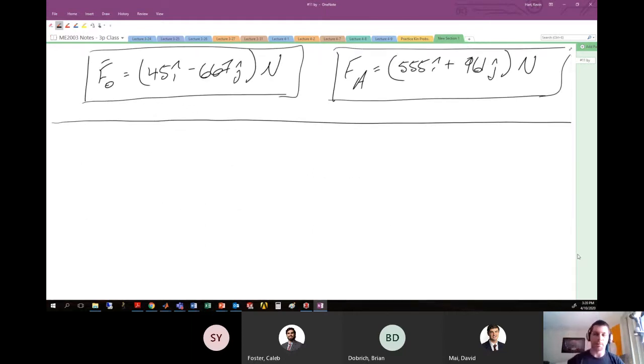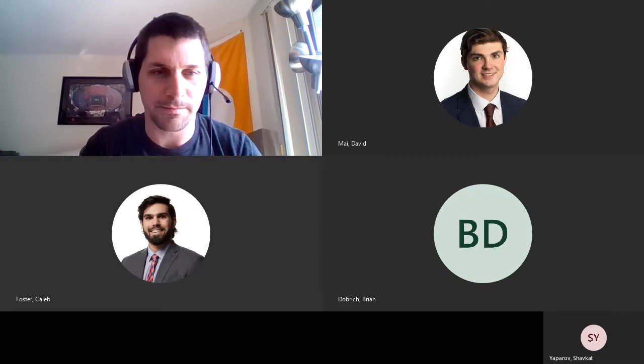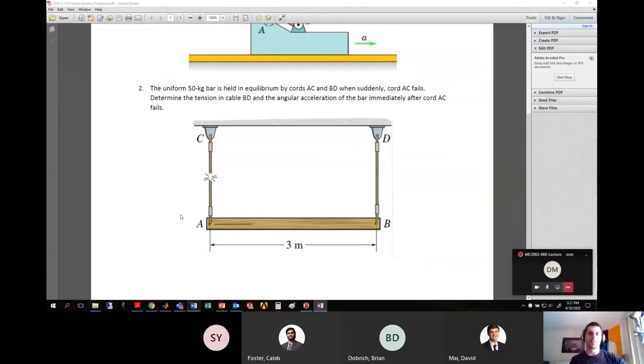So I will pull up problem number 2 on the camera here, and we'll give you a second to copy it down, and then we'll talk about it. We've got a uniform bar here. It's held in equilibrium by chords AC and BD. And then suddenly chord AC fails. You can see that in the picture on the left-hand side. We want to determine the tension in cable BD and the angular acceleration of the bar immediately after the chord fails. So here's our problem. I'll give you a second to copy.